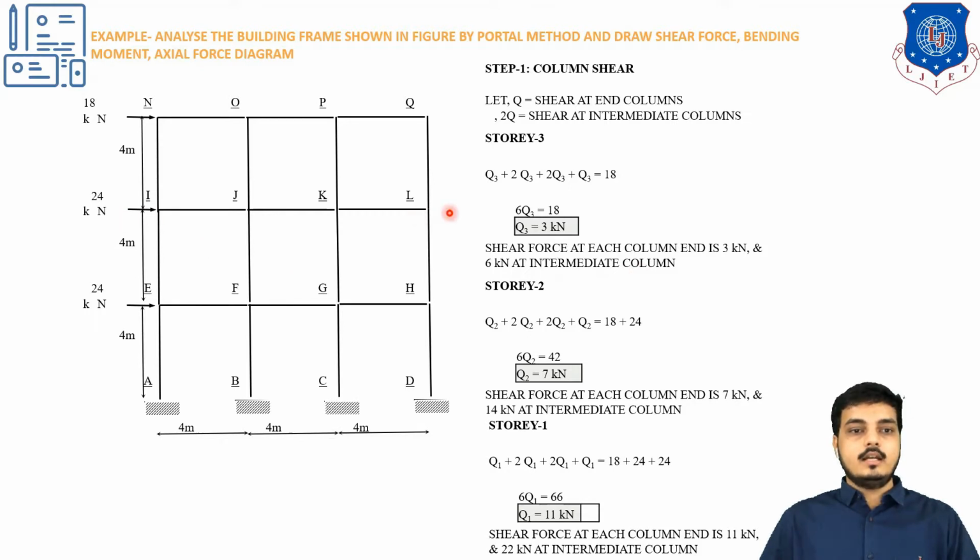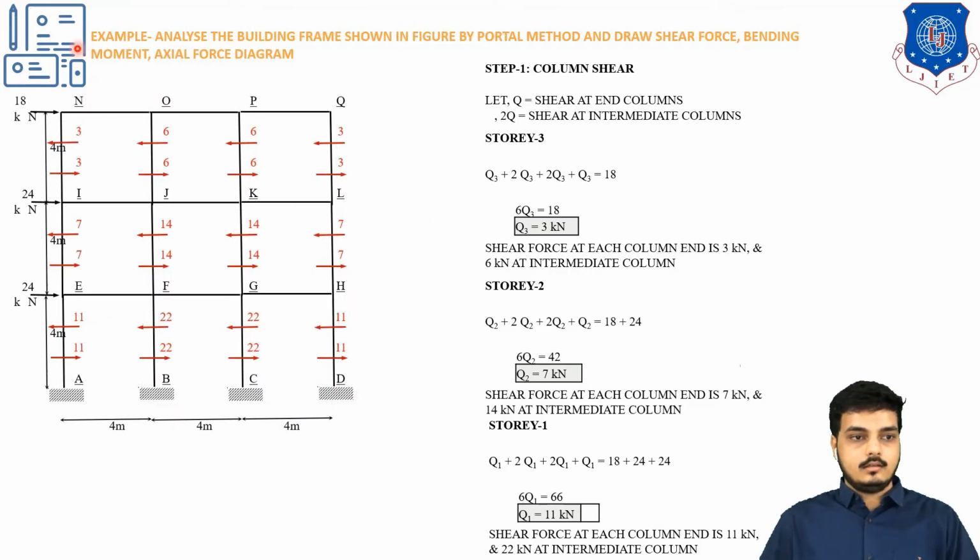Now we come to story number 2. Here the same formula applies, Q2 plus 2Q2 plus 2Q2 plus Q2, but the forces will be accumulated. So 18 kilonewton plus 24 kilonewton gives 42 kilonewton. So 6Q2 equals 42, so Q2 equals 7. Over here and over here the forces will be 7, and at the intermediate columns it will be 14. Similarly at the last story, the same formula but with accumulated forces: 18 plus 24 plus 24 comes out to be 66, and Q1 equals 11. So at each end it will be 11, and at the intermediate columns it is 22.